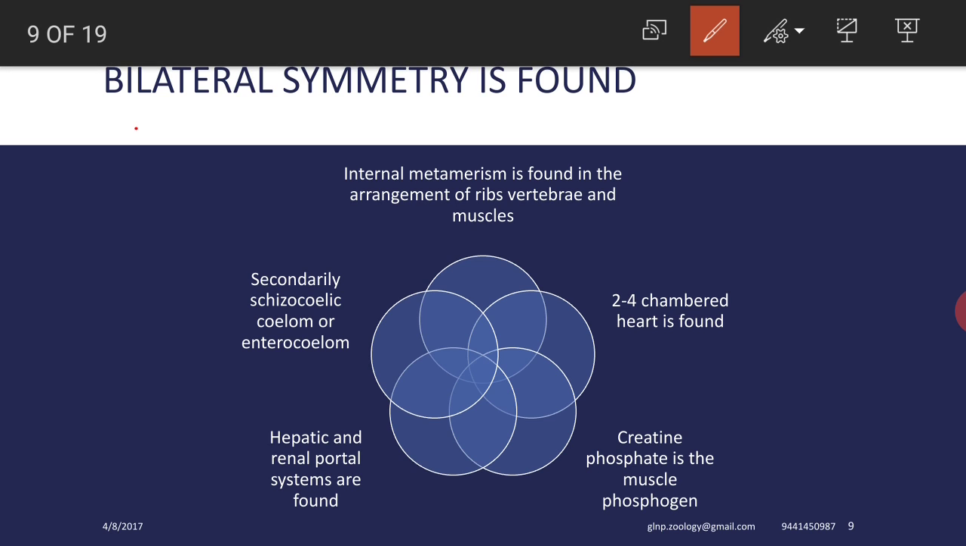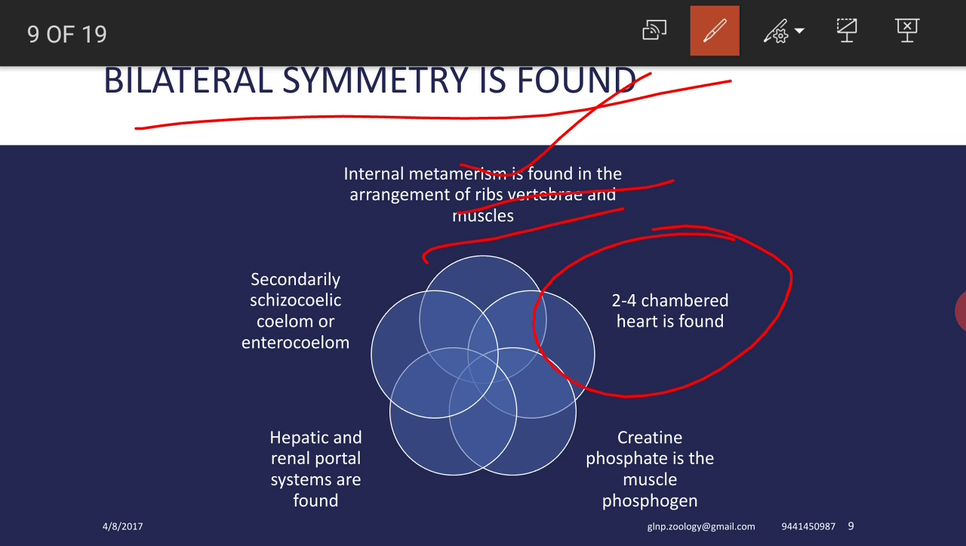Bilateral symmetry is the symmetry where two antimirrors or two mirror images are formed when the animal is cut along the oroanal axis or longitudinal axis. Internal metamerism is found in the arrangement of ribs, vertebrae, and muscles. A 2 to 4 chambered heart is found in chordates. In fishes, a 2 chambered heart is found, and in amphibians, a 3 chambered heart is found, and in case of reptiles, an incompletely divided 4 chambered heart is found, and a completely divided 4 chambered heart is found in case of birds and mammals.